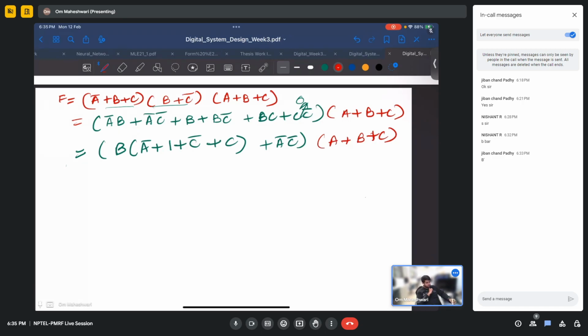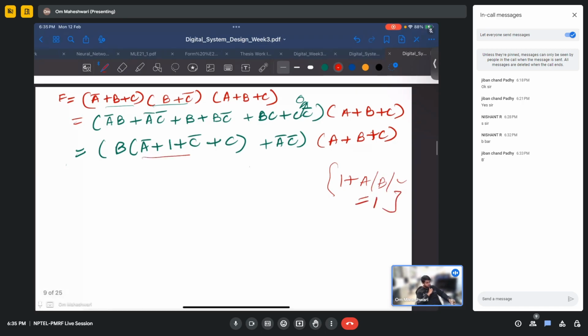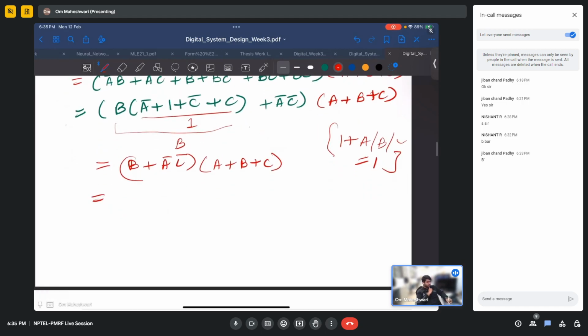Now 1 plus anything, a, b, c, whatever, is always 1, right? So this whole will become 1 and this whole will become b. So you will have (b plus a bar c bar)(a plus b plus c), right? Now you expand this: ab plus b plus bc plus a bar c bar a plus a bar b c bar plus a bar c bar c.